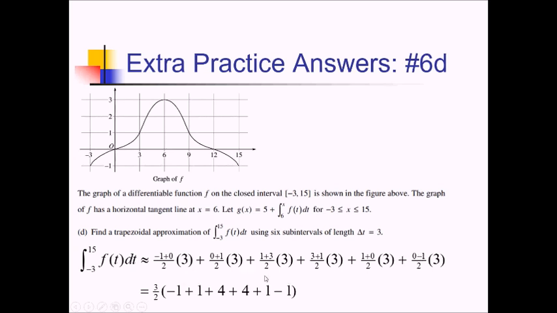So the 1s are going to cancel. That's kind of nice. Add the 4s together, we've got an 8 inside there. So we have 3/2 times 8. 8 divided by 2 is 4, times 3 gives us a grand total of 12. But again, you could have stopped here.